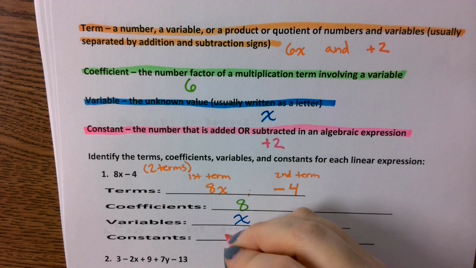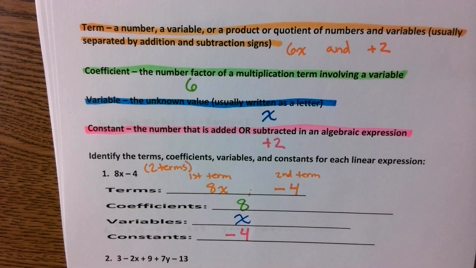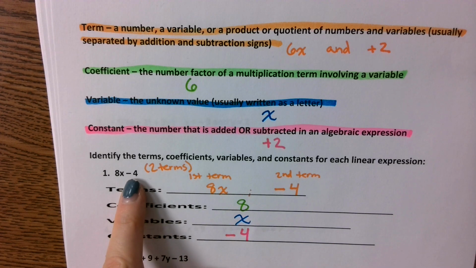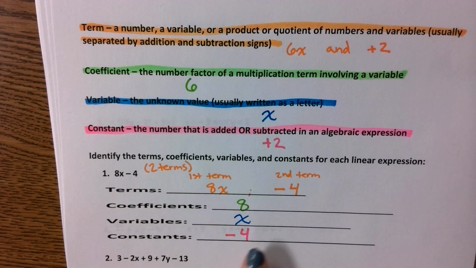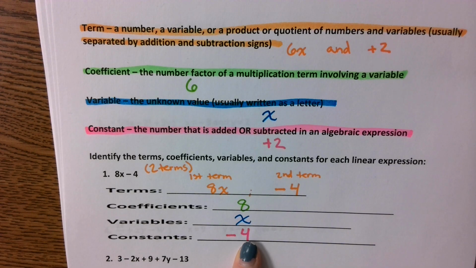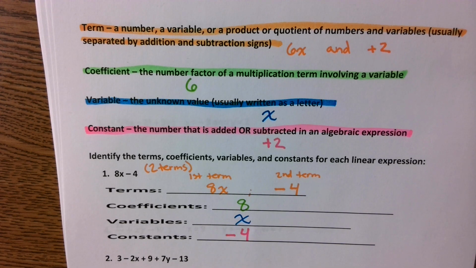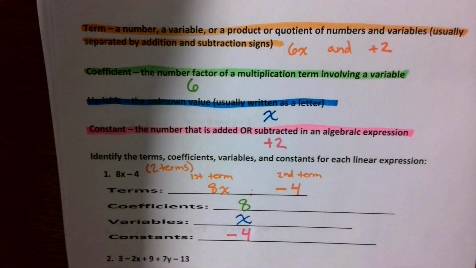Negative 4. Very good. Our constant is going to be negative 4. Remember, it says minus 4. That minus sign belongs to the 4, so when we are looking at it independently, it acts like it's a negative. Okay, I want you guys to try problem number 2.